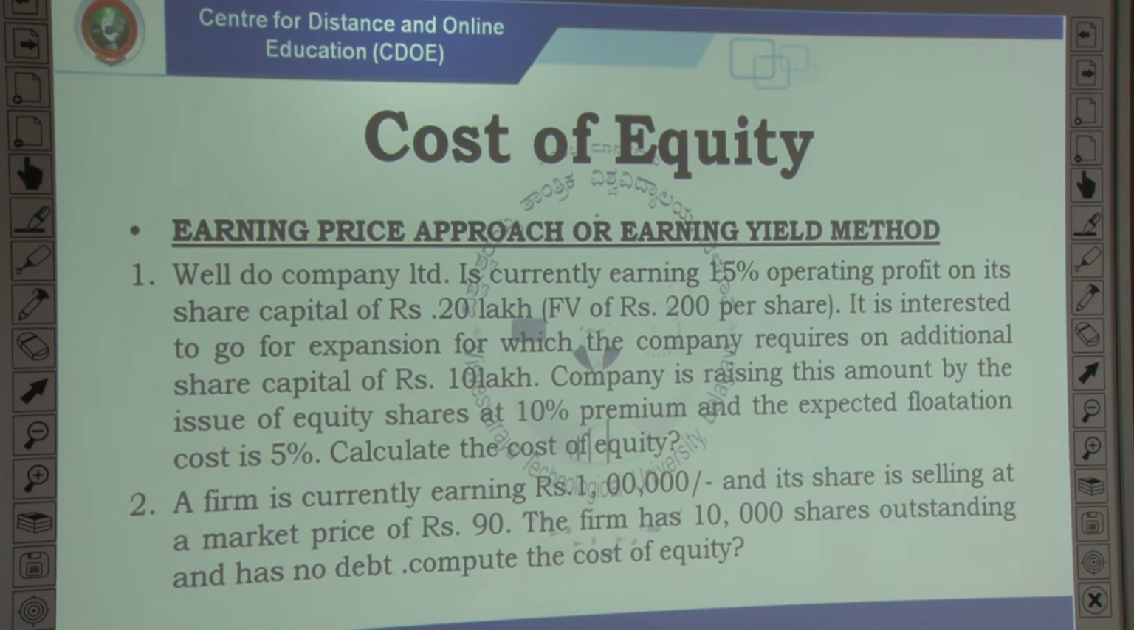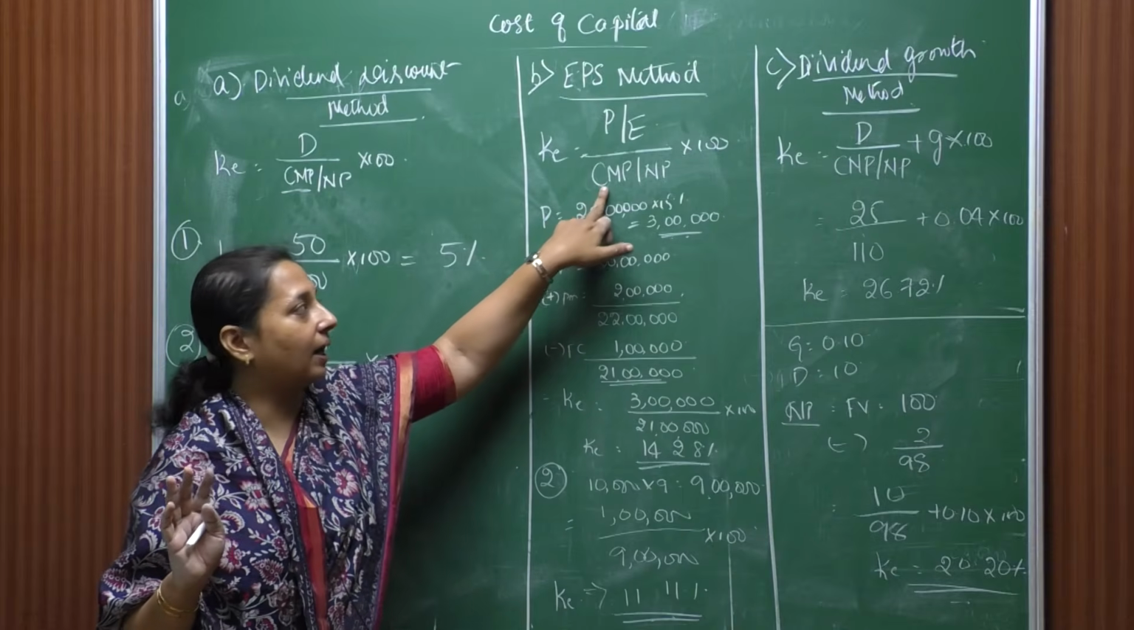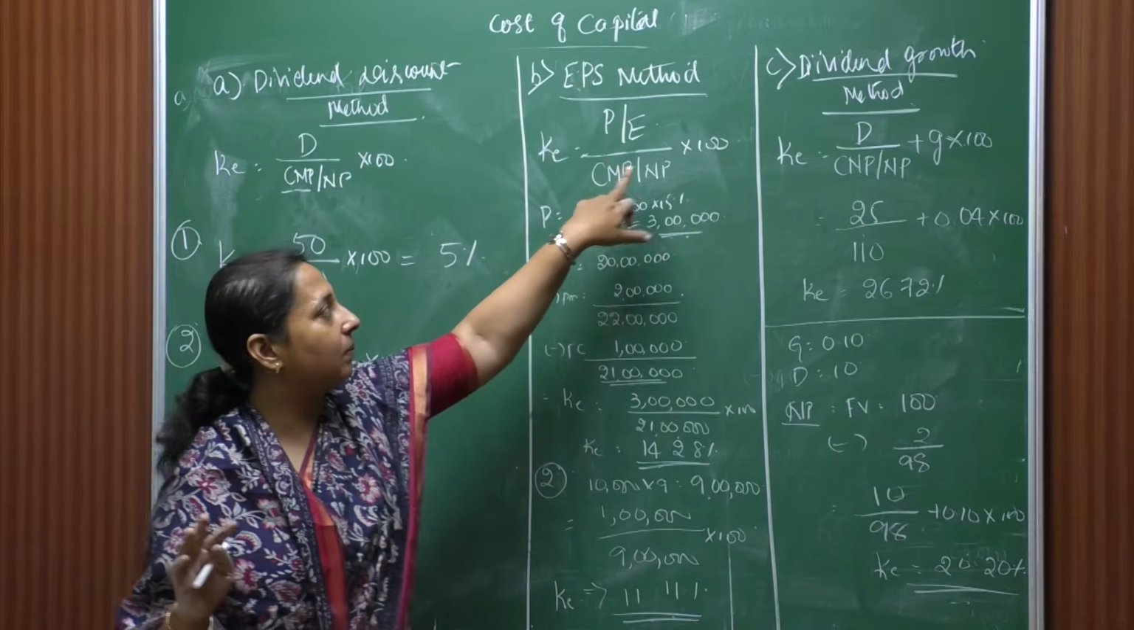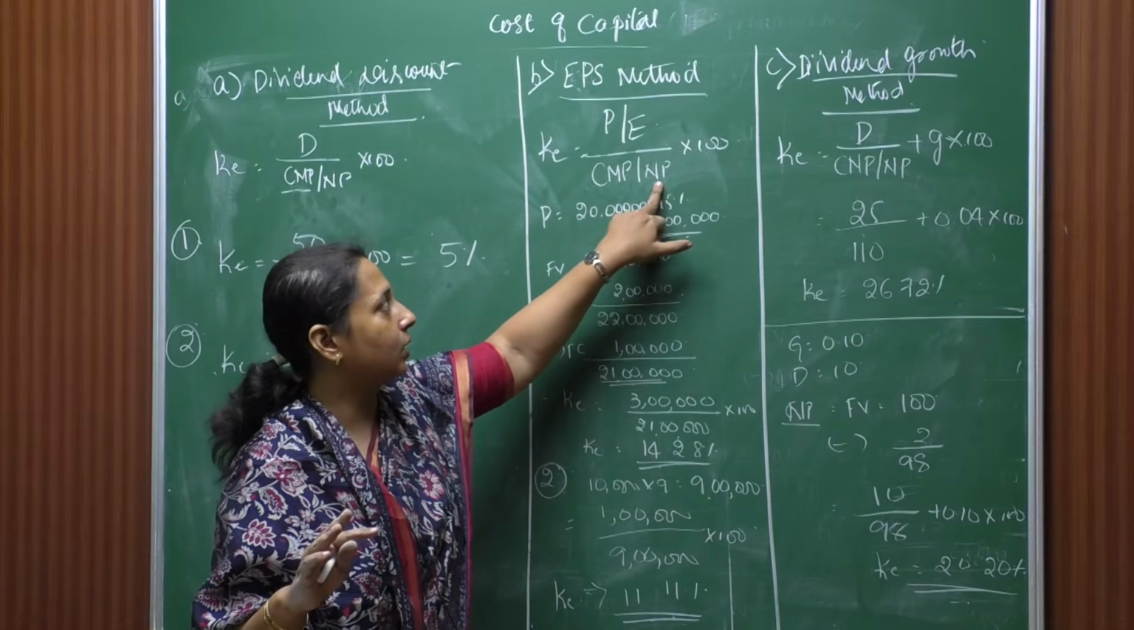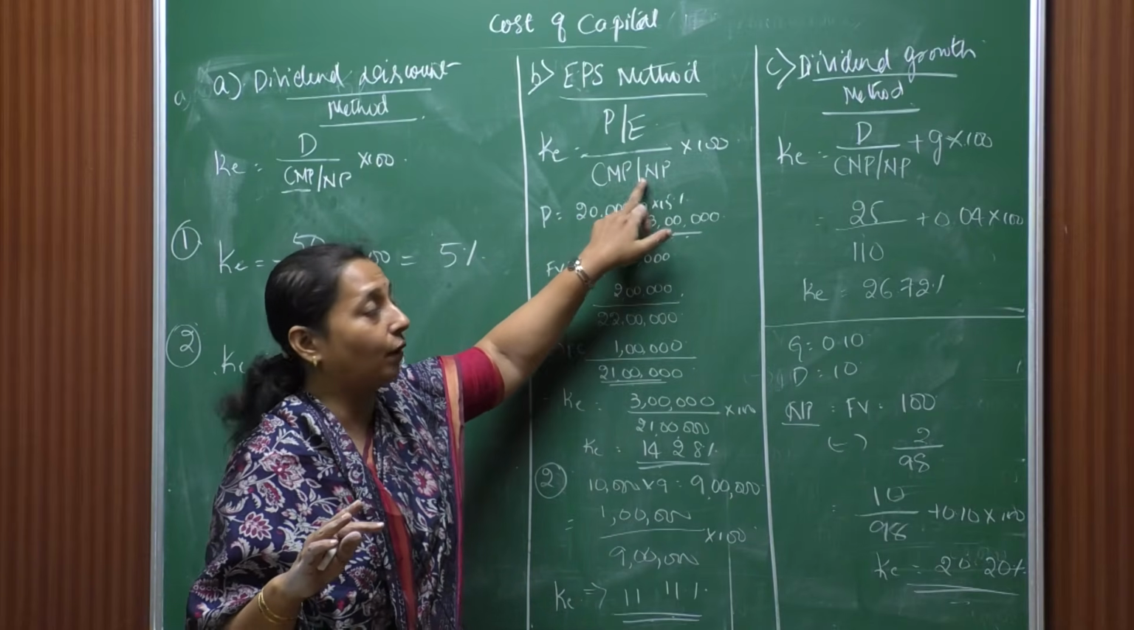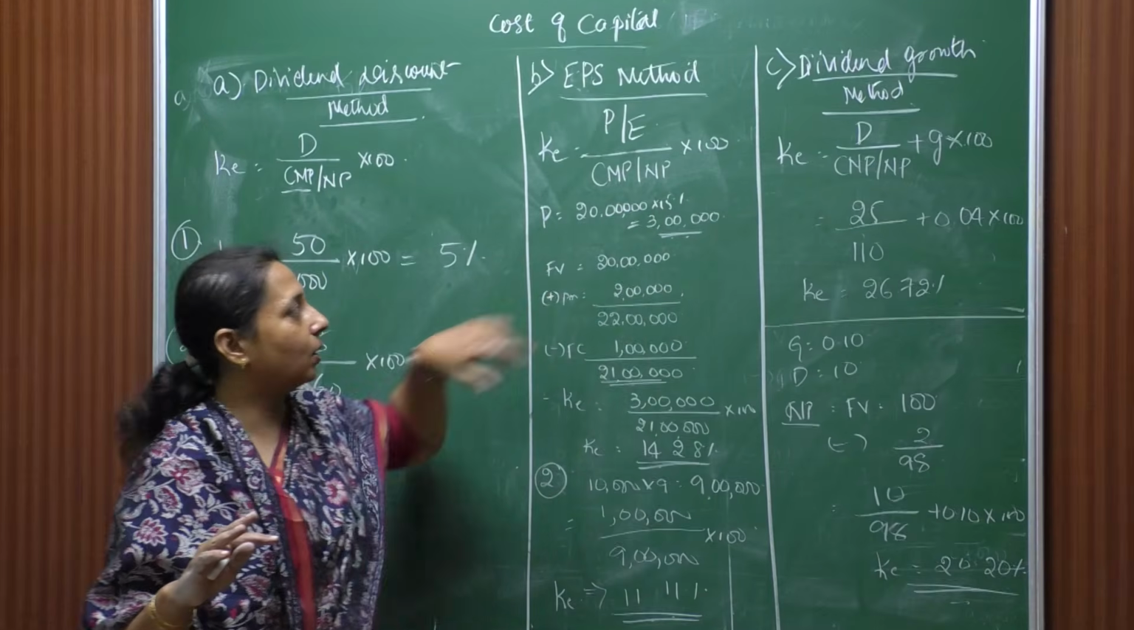So, Well-Do Company Limited is raising 10 lakh rupees by issuing an equity share at 10% premium, and with the expected flotation cost of 5%. Again here, instead of the current market price, they have not given it. With flotation cost and premium, we will calculate the net proceeds. So, cost of equity is profit divided by net proceeds into 100.